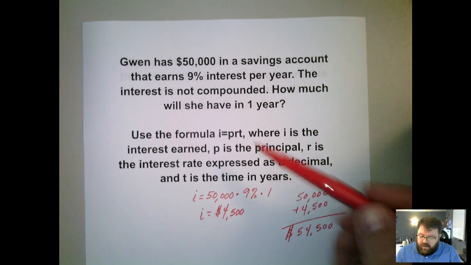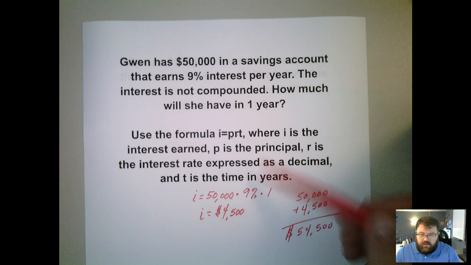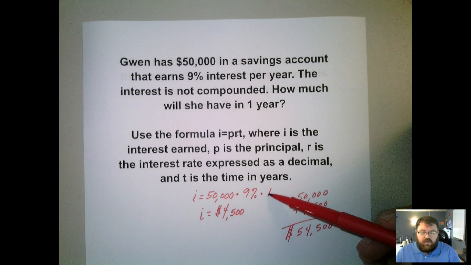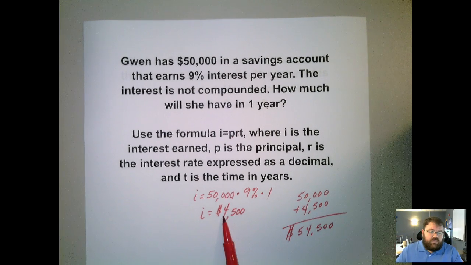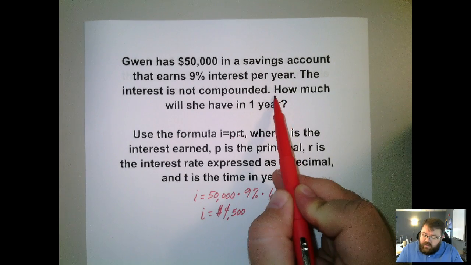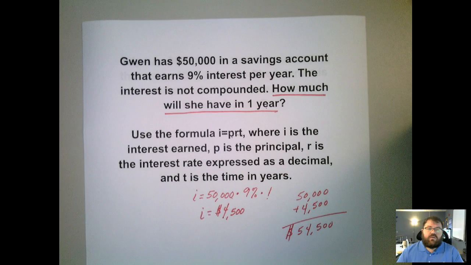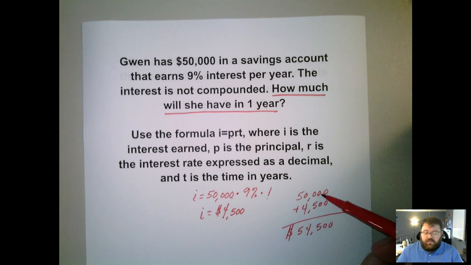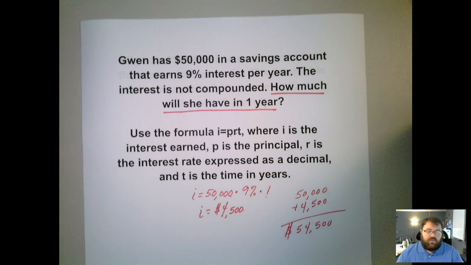All right, so the principal was $50,000. The rate is 9%. The time is 1 year. I multiplied these two numbers, got $4,500. I need to pay attention to my question. How much will she have in 1 year? So I need to make sure that I added the interest back to the principal. If the question was wanting to know how much interest she would have earned in a year, this would have been my answer.